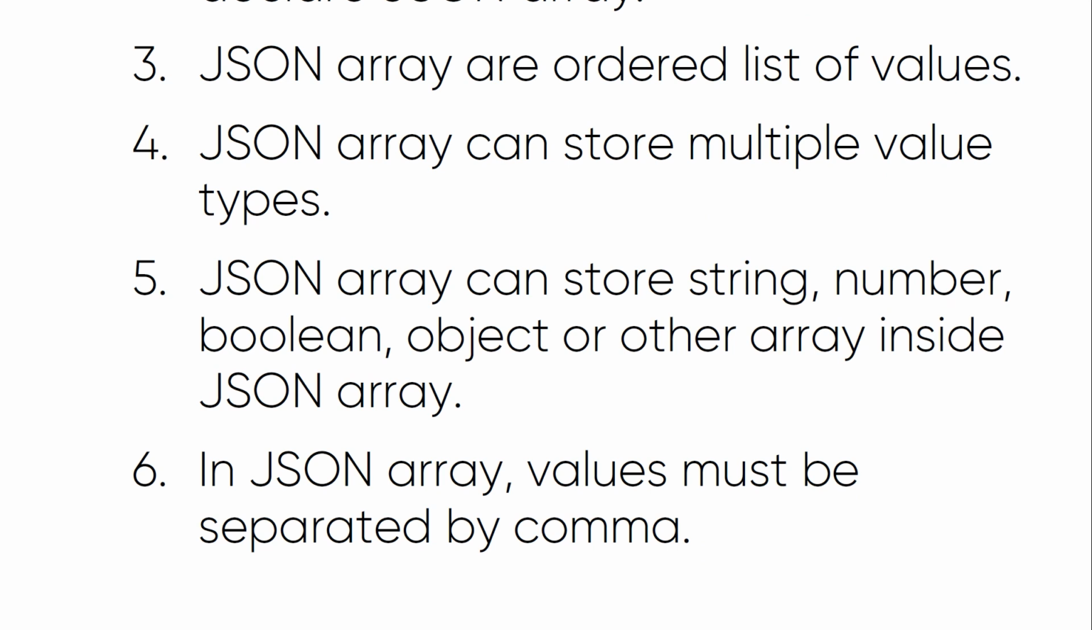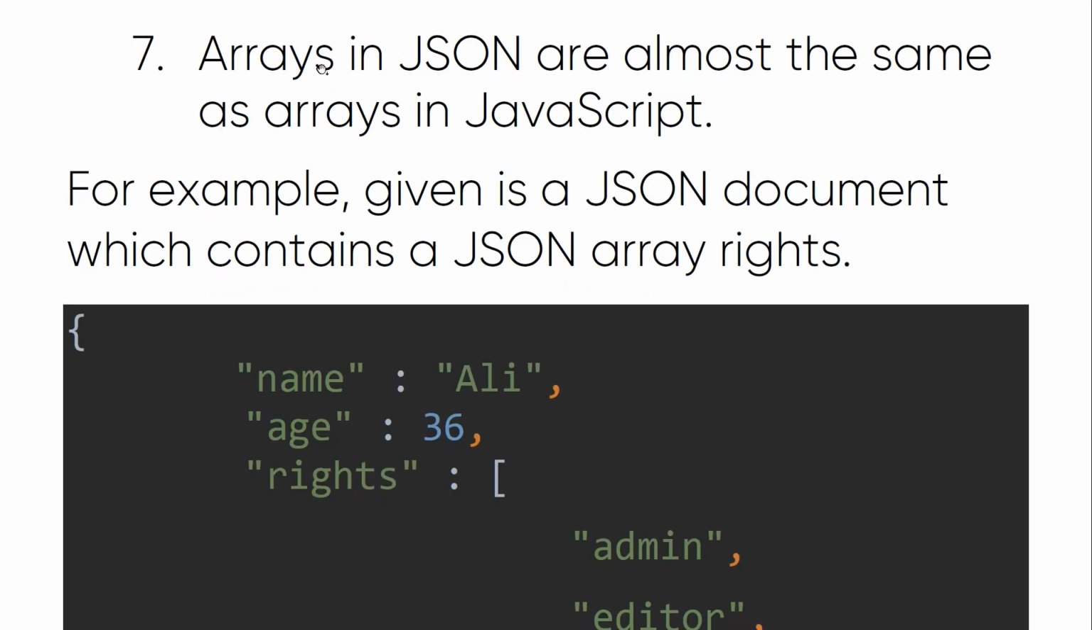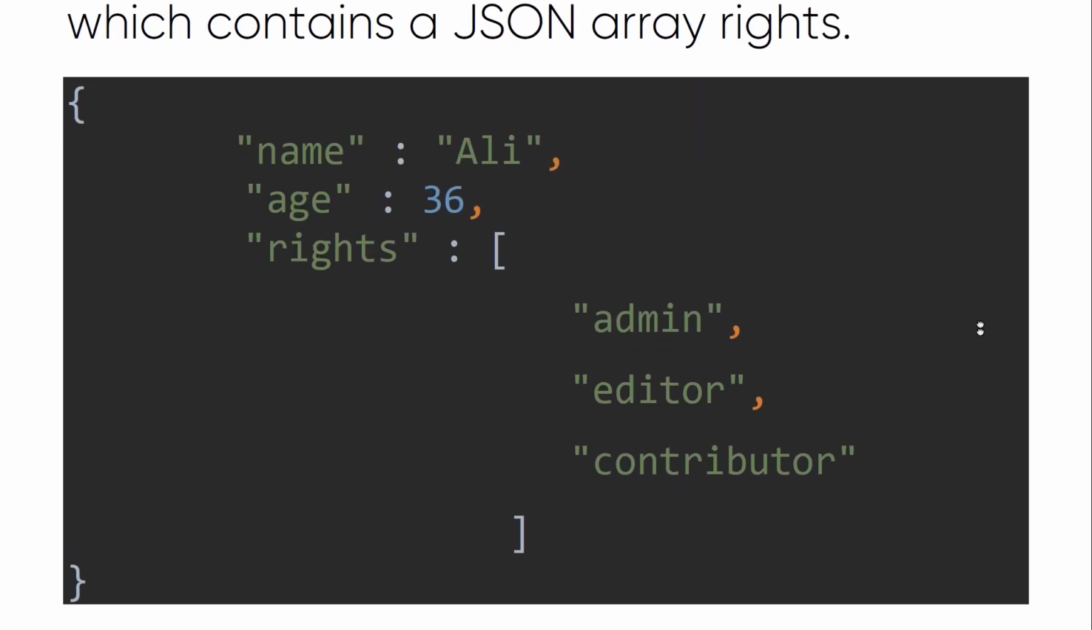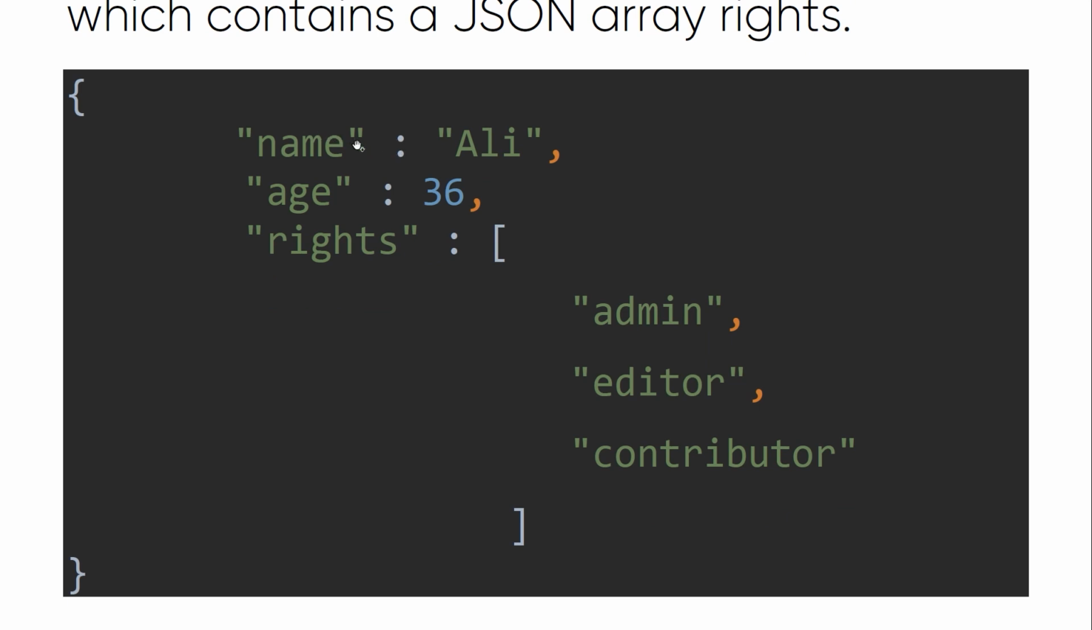We can store an array inside an array, and in a JSON array, values must be separated by commas. A real example: arrays in JSON are almost the same as arrays in JavaScript. For example, given is a JSON document which contains a JSON array. So I have an object. You see, guys, you should start now configuring and remembering and realizing the objects and the JSON format.